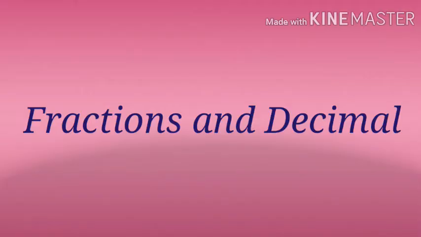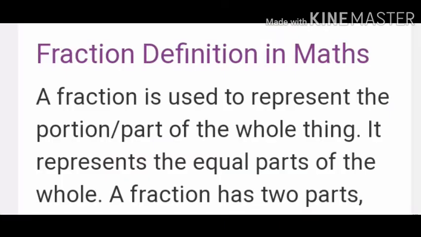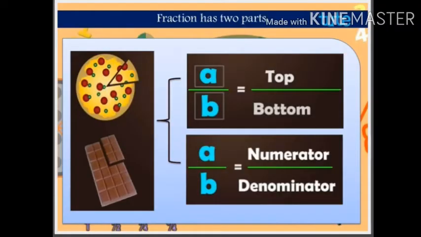In this video, we are going to discuss fractions and types of fractions related to Chapter 7, Fractions and Decimals. Let us start with fractions. What is the definition of a fraction? A fraction is used to represent the portion or part of the whole thing. It represents the equal parts of the whole. A fraction has two parts, that is top and bottom. The top part is called the numerator and the bottom part is called the denominator.